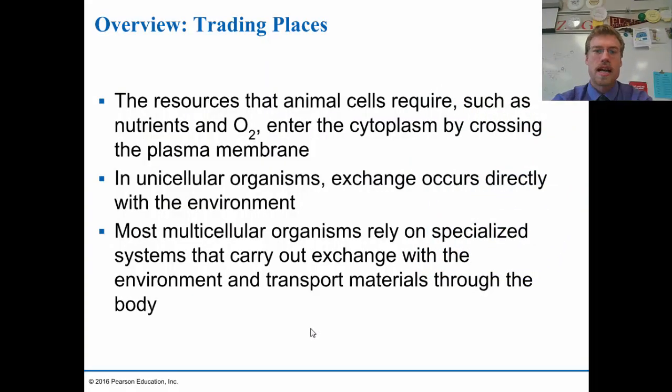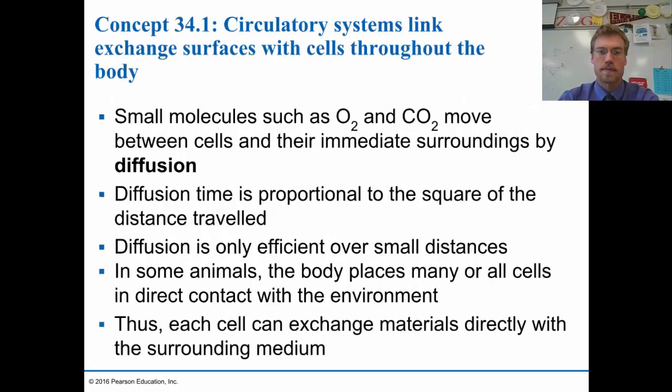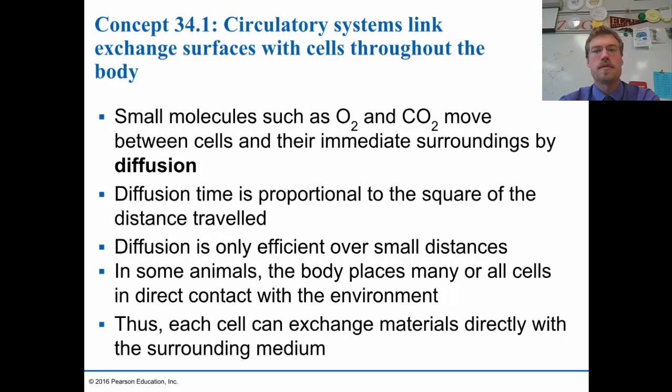So the resources that animal cells require, such as nutrients and oxygen, enter the cytoplasm by crossing the cell membrane. And in unicellular organisms, exchange occurs directly with the environment. Because they're so small, they can diffuse that directly from the outside inside. However, multicellular organisms and animals are too large for that, so they need some sort of specialized structure in order to transport those materials around their bodies. So the circulatory system is that system that links exchange surfaces with the actual cells throughout the body.